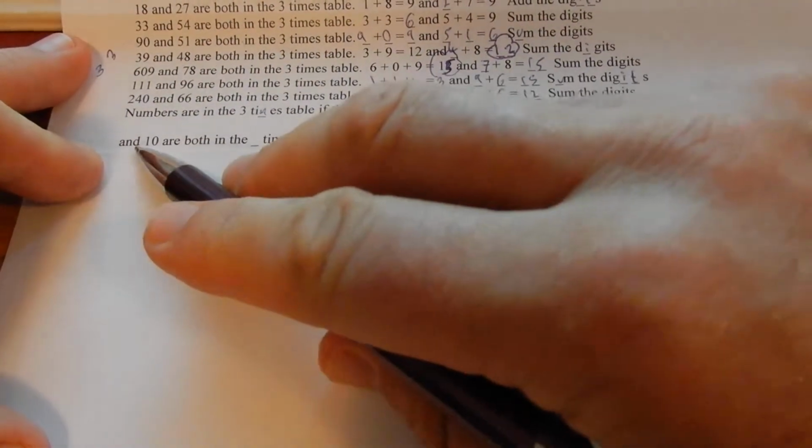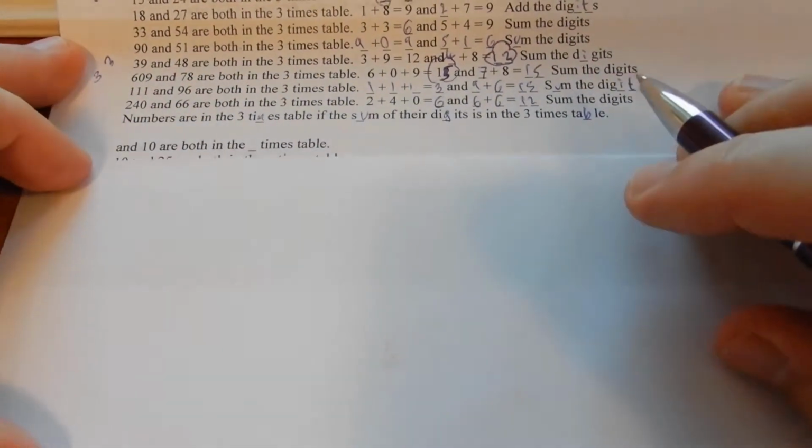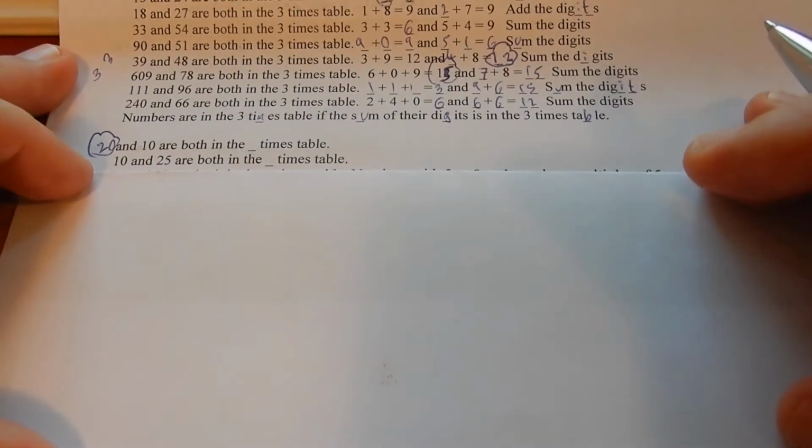Not yet. Something and 10 are both in the 10 times table. I think there's meant to be a number there. 20 and 10 are both in the 10 times table.